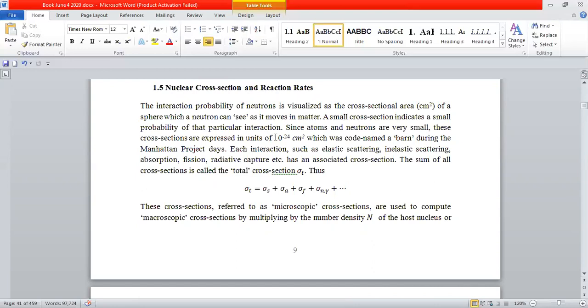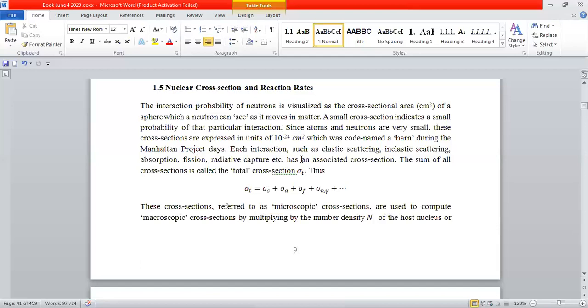Now, nuclei are very small. So if you square that, you get something so small that you measure it in terms of these units, 10 to the minus 24 centimeters square. Now, the Manhattan Project days, late 30s and early 40s, gave this the code name of barn. So we call this unit a barn. 10 to the minus 24 centimeters square is a barn.